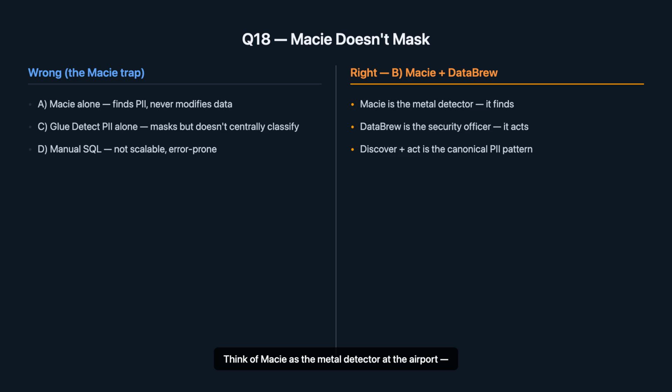Think of Macie as the metal detector at the airport. It finds the dangerous item but doesn't confiscate it. DataBrew is the security officer who actually handles it. Discover plus act is the canonical PII pattern. Macie is always part of a pair, never the whole answer.